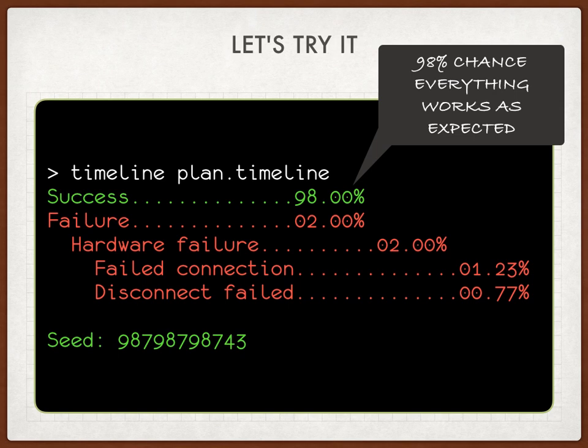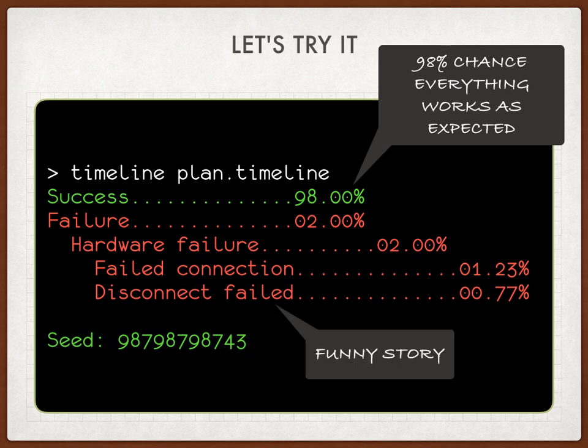1.23% of the time, there's a failed connection. Some hardware failure will prevent the connection from happening in the first place, and it won't trigger our code, and then nothing works. But this 0.77% is kind of interesting. This is when we trigger the disconnect, a hardware problem prevents the vortex from being disconnected, and the vortex persists. That uses lots of energy, and we don't like to do that. And we actually didn't really know that this was a possibility at first.